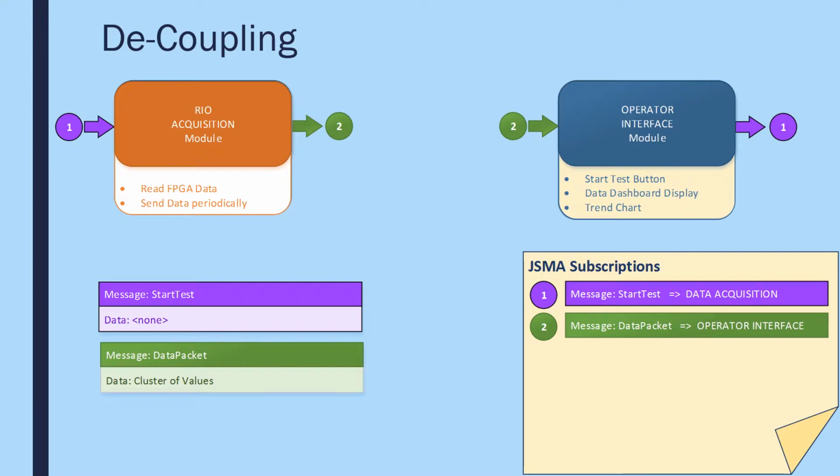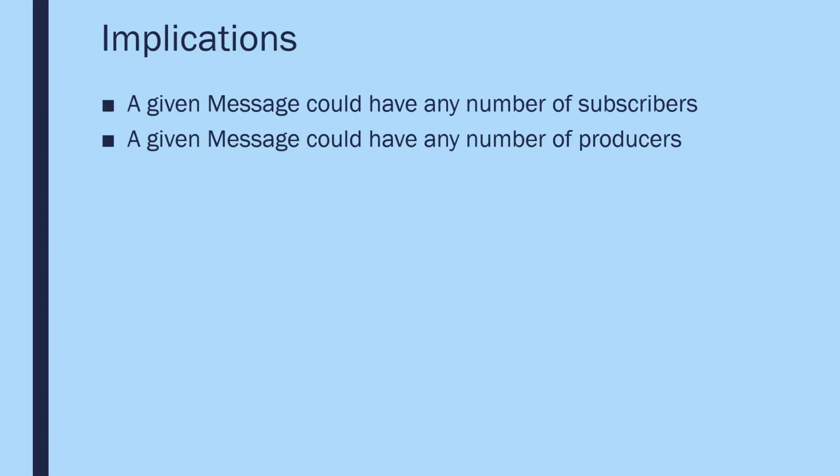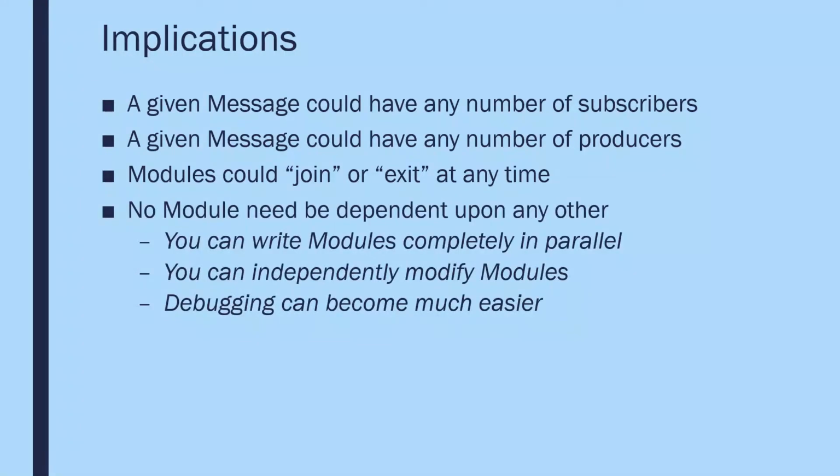Now that you understand the core JSMA messaging concept, what implications does that have? First one is that any given message could have only one subscriber. It could have 20, 50, it could have 0. Any given message could have one producer, or it could have even more than that. Modules could join or exit the application at any time during execution. And no module would be inherently dependent upon any other module.